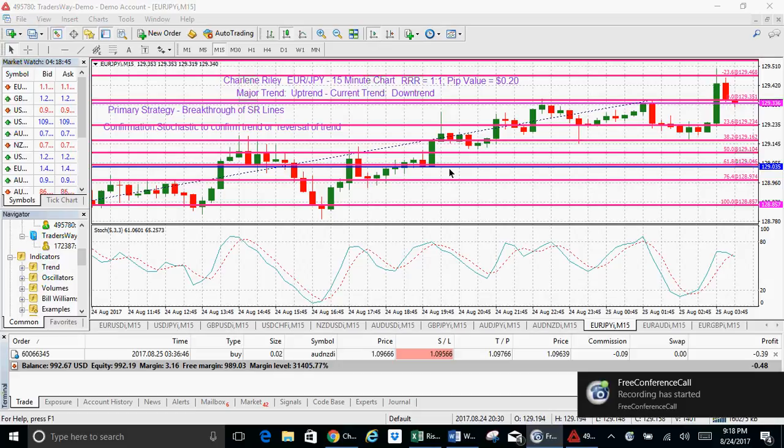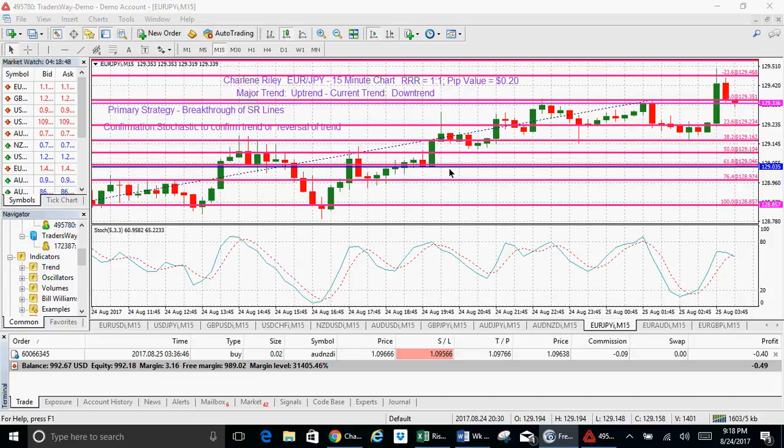So I am on the Euro JPY 15-minute chart, and my trade setup is the break below the 129.351 line, and once we have that breakthrough and the stochastic gets below 50 to confirm the downtrend, I will enter into a sell. And we have the breakthrough, and we're just looking at the stochastic to move downward.